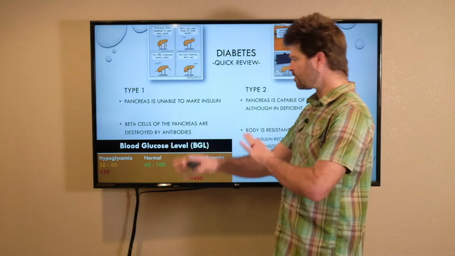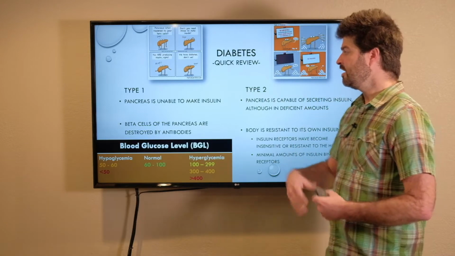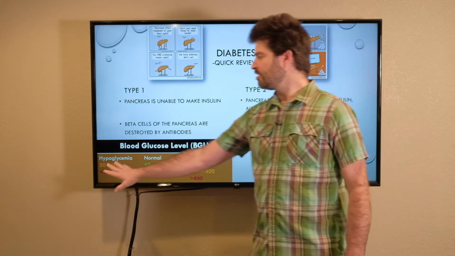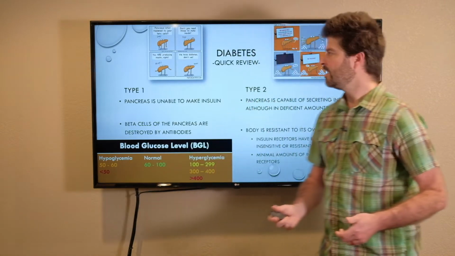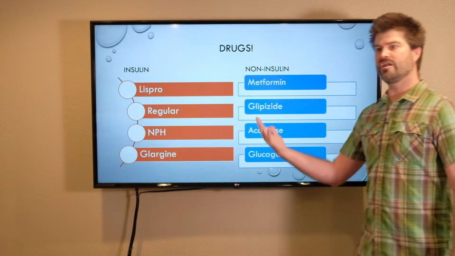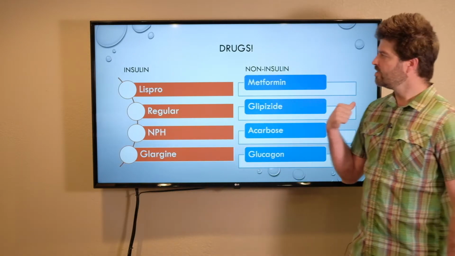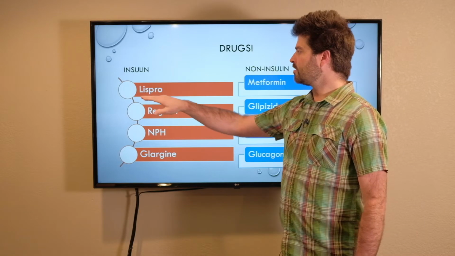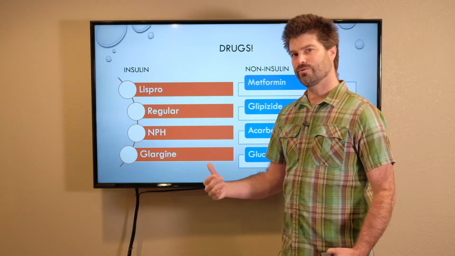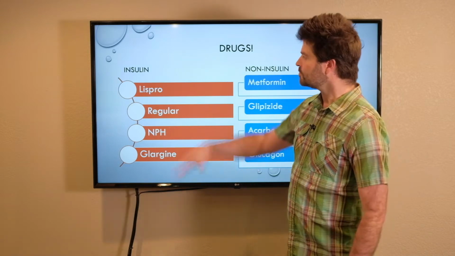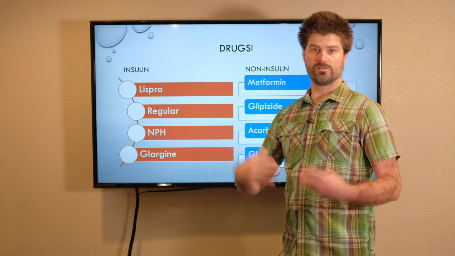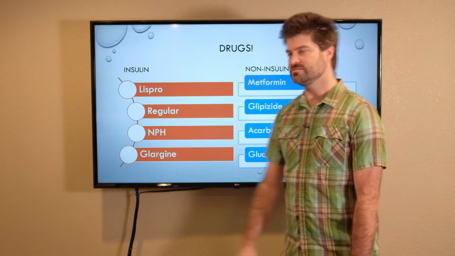Okay? So quick review on diabetes. It also introduces the problems we're trying to solve, either hyperglycemia or hypoglycemia. The drugs we're going to be talking about here is we've got insulin-based therapies and we've got non-insulin-based therapies. So for insulin-based therapies, we've got our Lispro, regular, NPH, and Glargine, and these are listed in order of how rapidly acting they are. So Lispro being our most rapid acting, Glargine being our longest acting insulin.